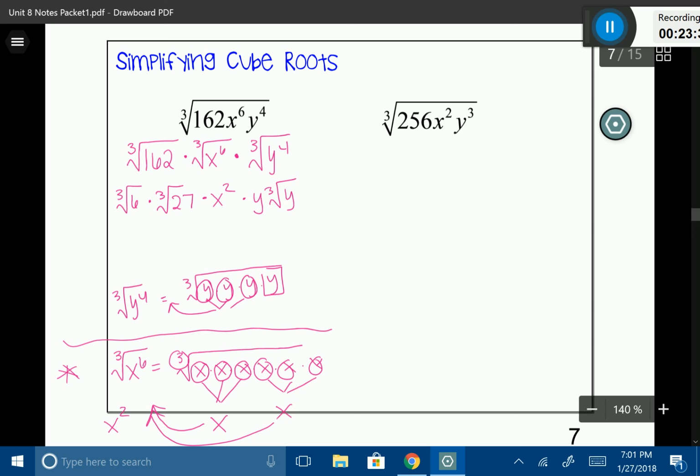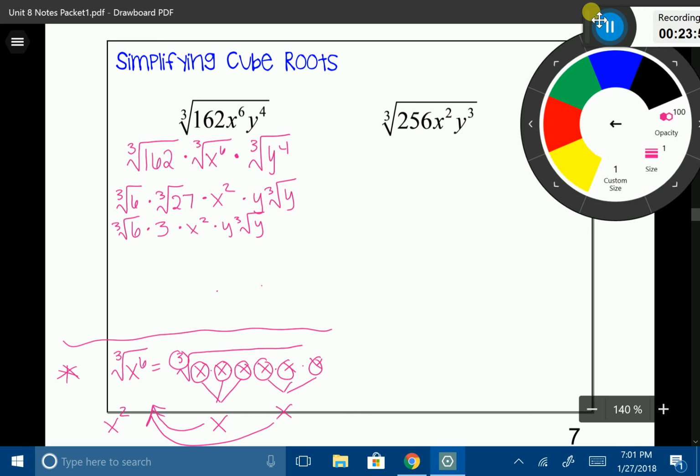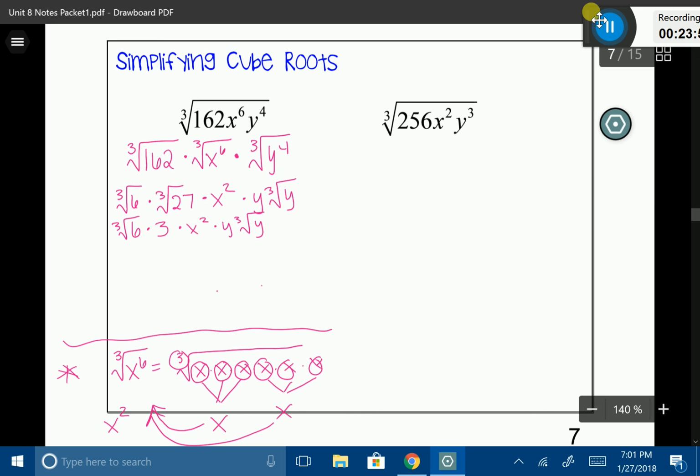Let's go ahead and actually finish the problem now. The cube root of 6 leaves me with the cube root of 6. The cube root of 27 will simplify to 3. Everything else is already simplified because I simplified it below. And now I want to piece it all together. So let me go ahead and erase this down here. Okay, so now I have 3x squared y cube root of 6y. And there you have it.